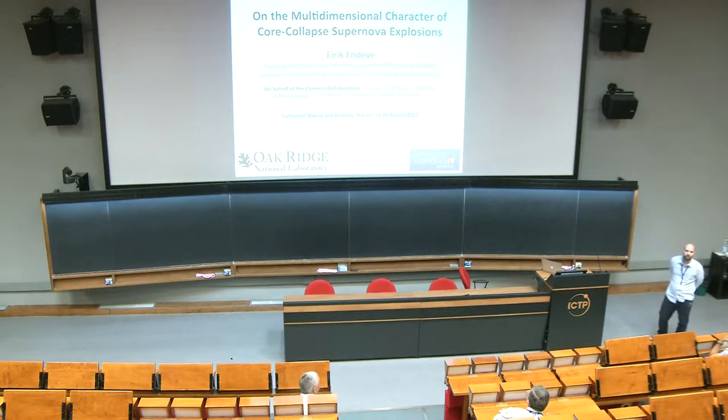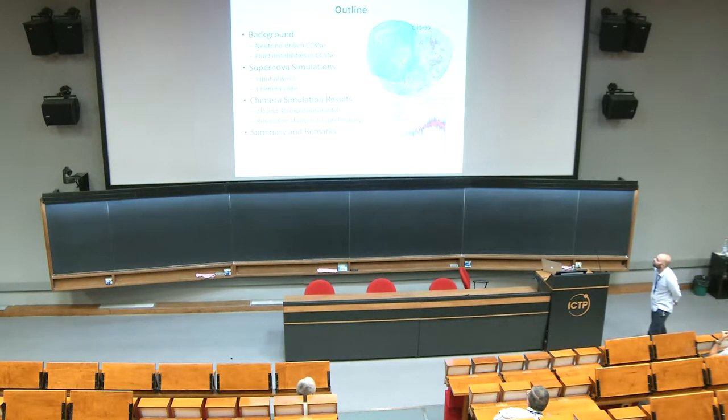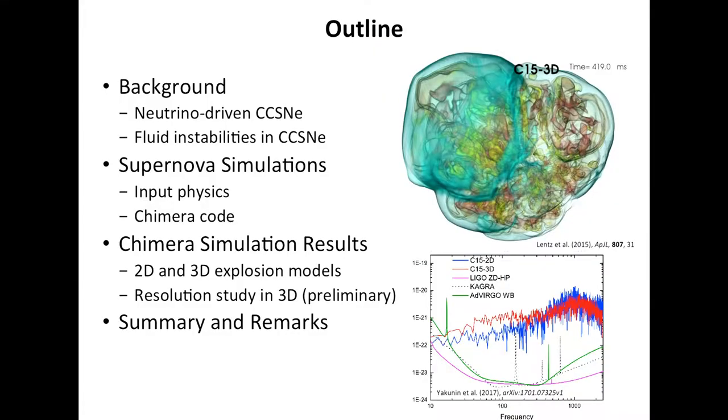Collaboration. Chimera is the code that we're using to simulate core collapse supernovae. I'm going to give a brief background on neutrino-driven core collapse supernovae and focus on fluid instabilities that develop in these explosions. Talk about supernova simulations and the input physics that go into them.